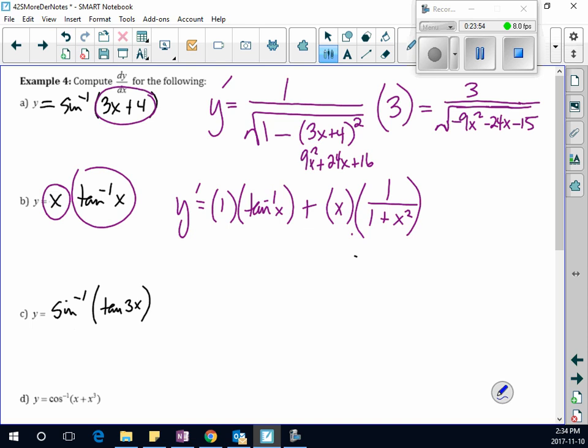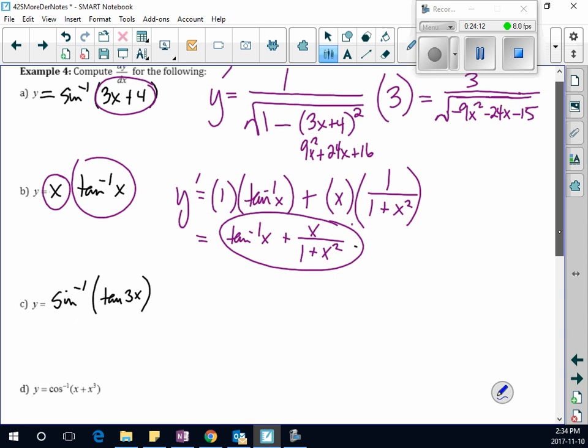There's no root. Okay, so then we could simplify this to be inverse tan x plus x over 1 plus x squared.